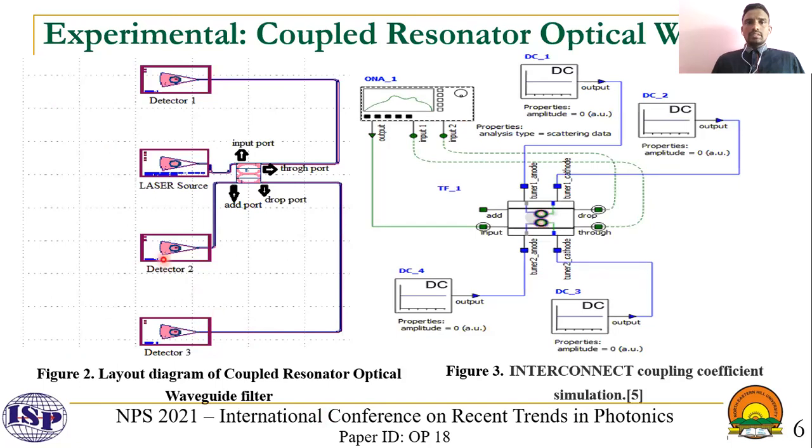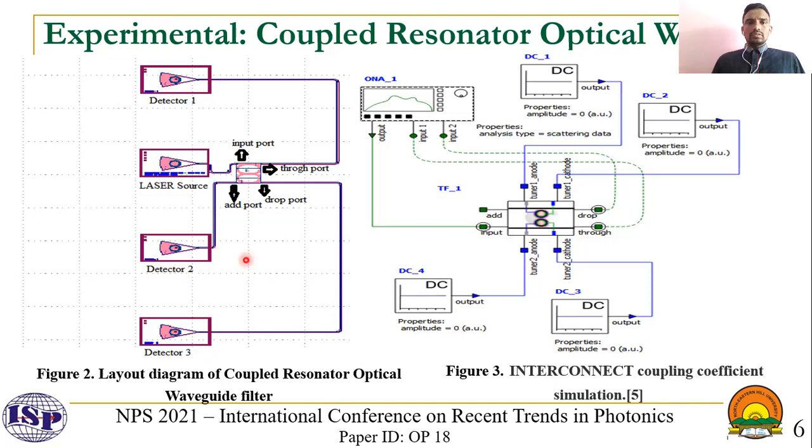This is the experimental setup of our coupled resonator optical waveguide. This is the layout diagram for the coupled resonator optical waveguide. This is our total CROW structure, which consists of two micro ring resonators. This is one micro ring resonator, and this is the other micro ring resonator. The input port is connected to our laser source, which has a center wavelength of 1550 nanometer, the throughput is connected to detector 1, the add port is connected to detector 2, and the drop port is connected to detector 3.